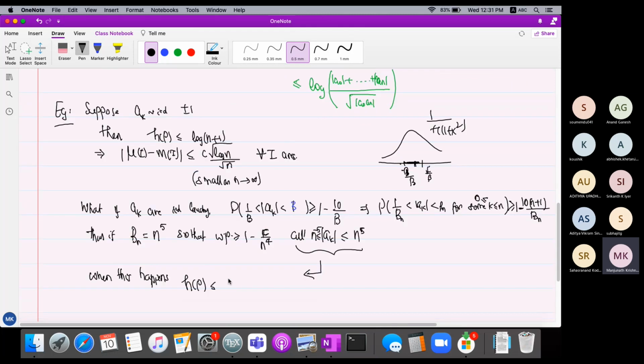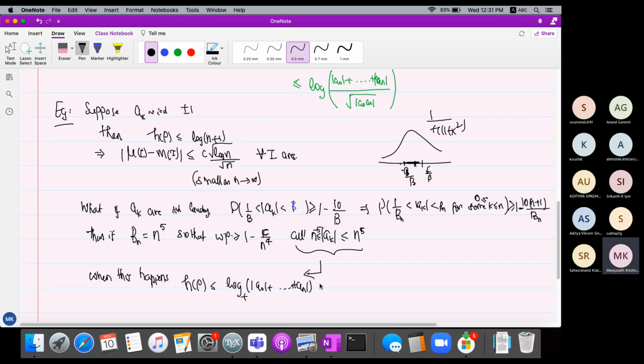So in this case, what will be the sum of absolute values? So mod a naught an will be less than or equal to log of a naught plus up to an.